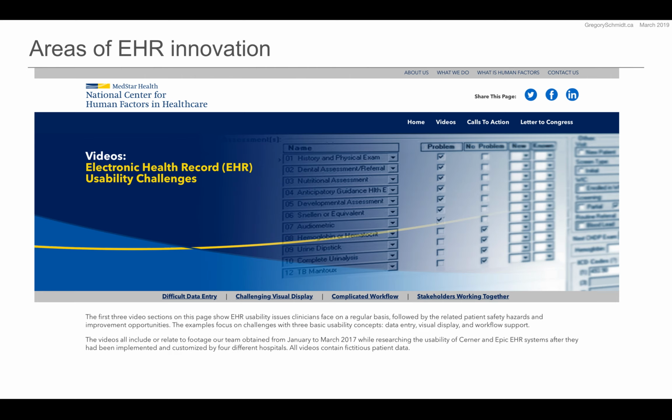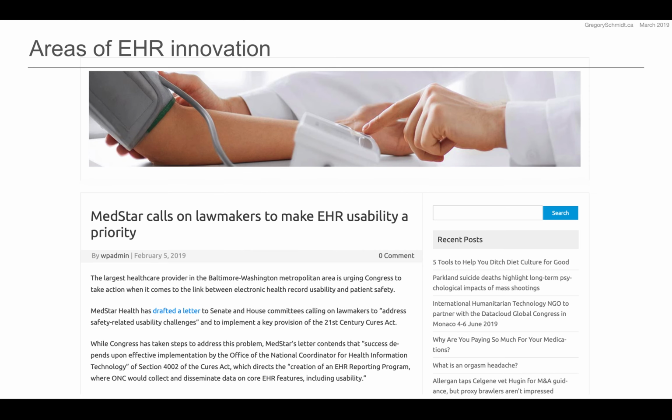One of the groups which jumps out and comes to mind is MedStar Health's National Center for Human Factors in Healthcare. It's led by Dr. Raj Ratwani, and he's an outspoken advocate of thoughtful and evidence-proven EHR user interface. You'll see this website on the screen here, ehrseewhatwemean.org. And on it, they've been working with the American Medical Association to start a campaign to lobby Congress to improve EHR safety and to show public safety concerns in EHR systems. So I think following their work is definitely an area of innovation.